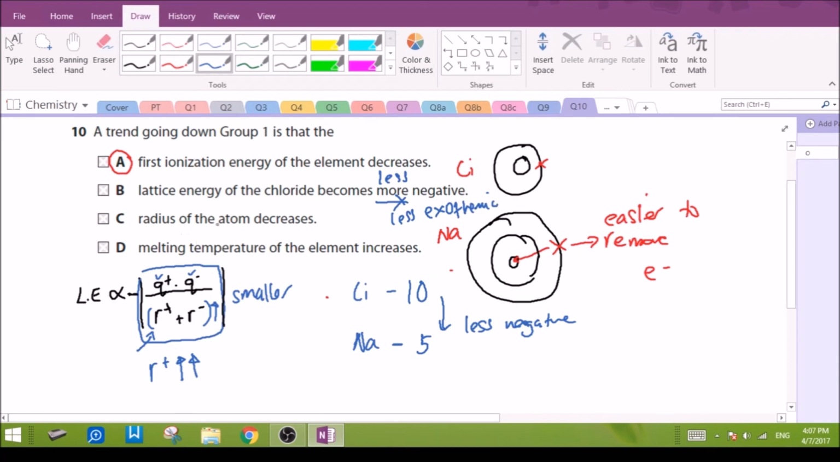Radius of the atoms decreases. This is slightly easier to explain. Because we add one more shell, the radius should be increasing. Melting temperature of the elements: as discussed in an earlier question, the metallic bonding, the melting point is related to the delocalized electrons.